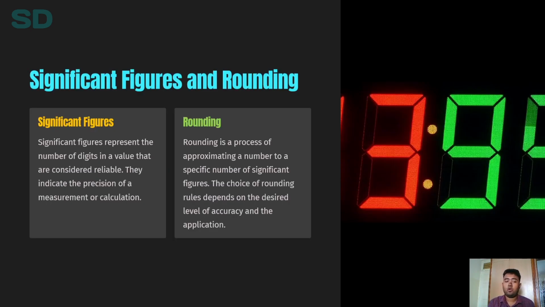Significant figures and rounding. Significant figures represent the number of digits in a value that are considered reliable. They indicate the precision of a measurement or calculation. Rounding is a process of approximating a number to a specific number of significant figures. The choice of rounding rules depends on the desired level of accuracy and approximation.